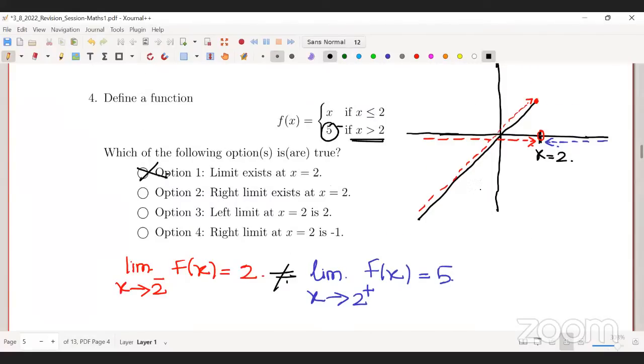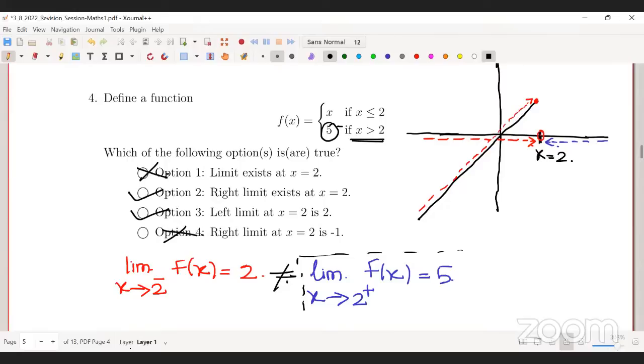And the second option says the right hand limit exists at x equal to 2, which is correct, right? Because we have a value for our right hand limit, which is 5. So option 2 is correct, and the left hand limit, correct. So what about option 3? It is correct. And since option 3 is correct, option 4 cannot be correct.